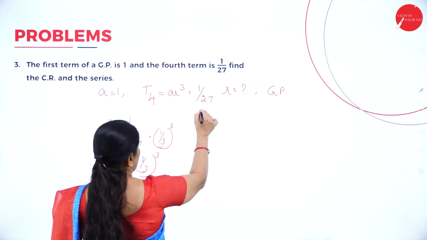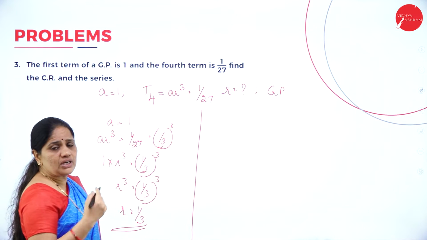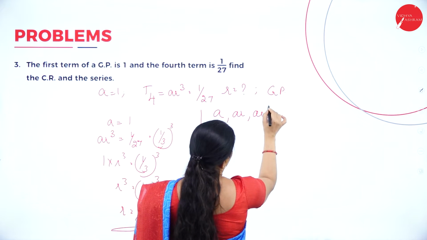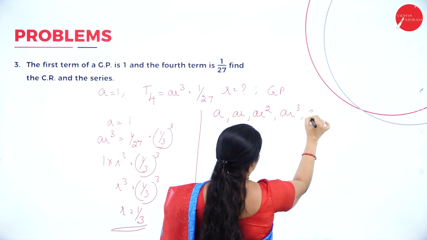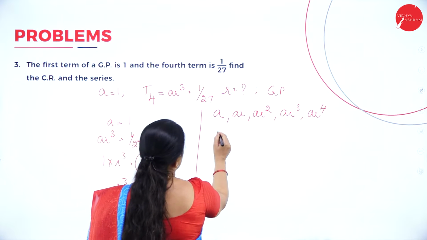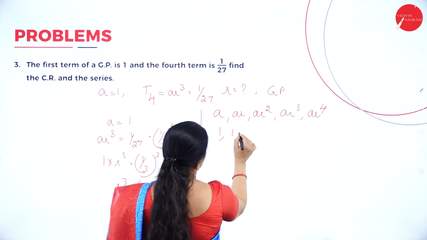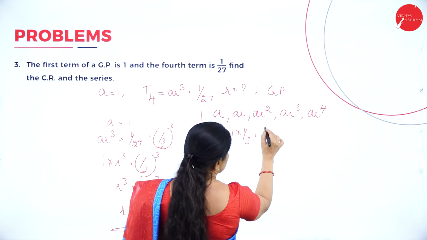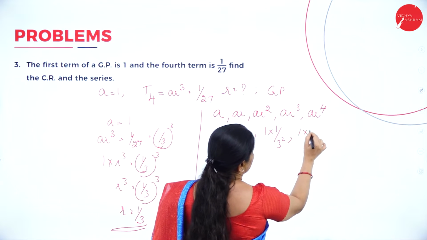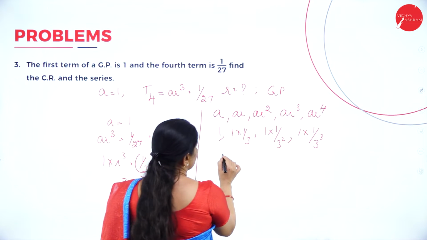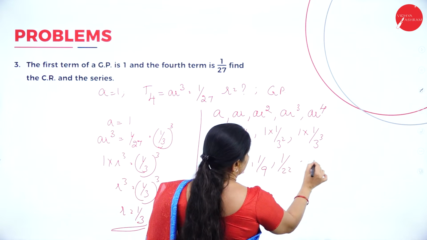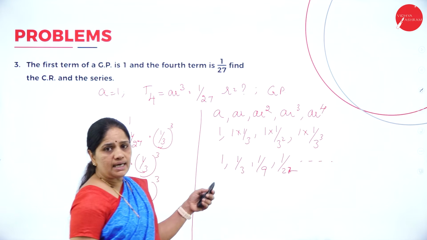Now, we have to find the GP. We know the standard form of the GP. What is the standard form? A, AR, AR square, AR cube, AR to the power 4. So, now we find the GP here. What is A? A is 1. AR will be 1 into 1 by 3. AR square will be 1 into 1 by 3 square. AR cube will be 1 into 1 by 3 cube. That will be 1 by 3, 1 by 9, 1 by 27 and so on. So, this is the GP.